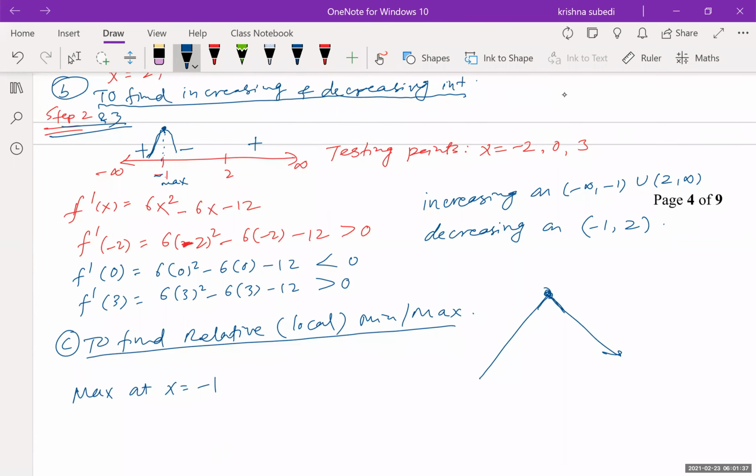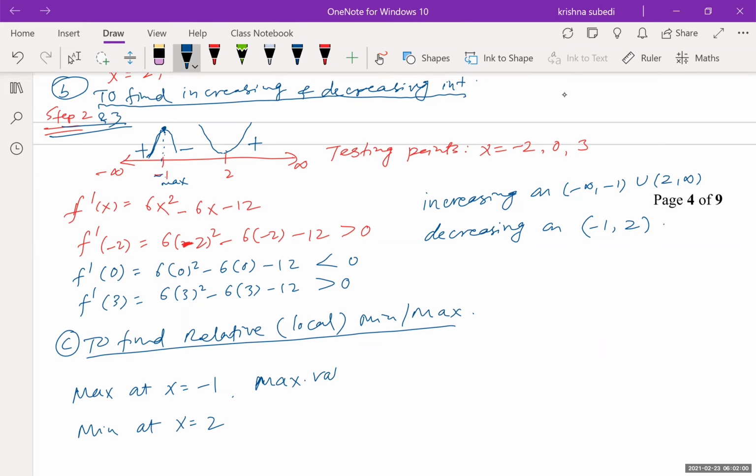And now at 2, what happens? This is another candidate for maxima and minima. It's going down first on the left side, and then on the right side, it's going up. So clearly, this is a minimum, right? So minimum at x equals 2. Now we need to find the maximum and minimum value as well.